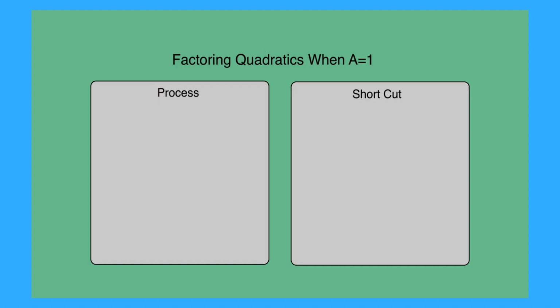It will help to learn the process though, because a shortcut is only going to work, like it says here, when a equals 1. So if the a value is not 1, then the shortcut's not going to work. So we will need to learn the whole process.